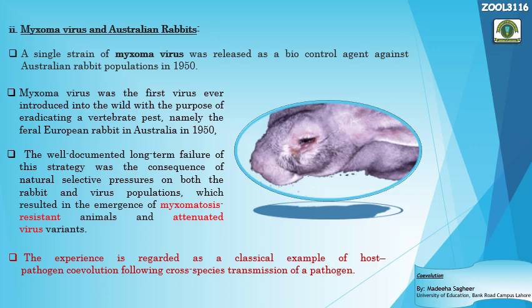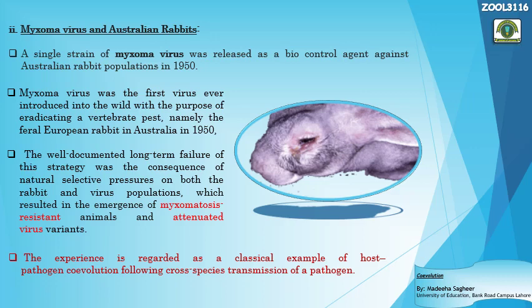Now let's read it. A single strain of Myxoma virus was released as a biocontrol agent against the Australian rabbit population in 1950, right? Myxoma virus was the first virus ever introduced into the wild with the purpose of eradicating a vertebrate pest. As I told you, the rabbit population got so overwhelmed that they degrade the fields and erode the land too much there. So, namely the feral European rabbit in Australia in 1950.